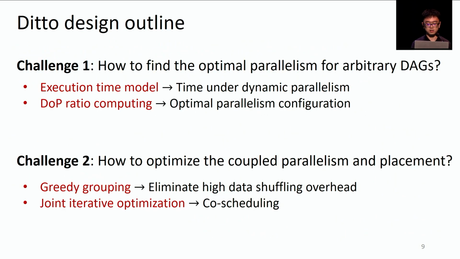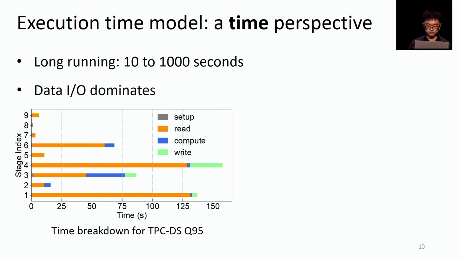And this slide provides an overview of how Ditto addresses these challenges. For challenge 1, we develop an execution time model to capture the time under dynamic parallelism and propose a DOP ratio computing algorithm to find the optimal parallelism configuration. For challenge 2, we greedily group stages with high shuffling overhead and combine it with the DOP ratio computing into a joint iterative optimization approach. Now I'm going to talk about these designs in more detail.